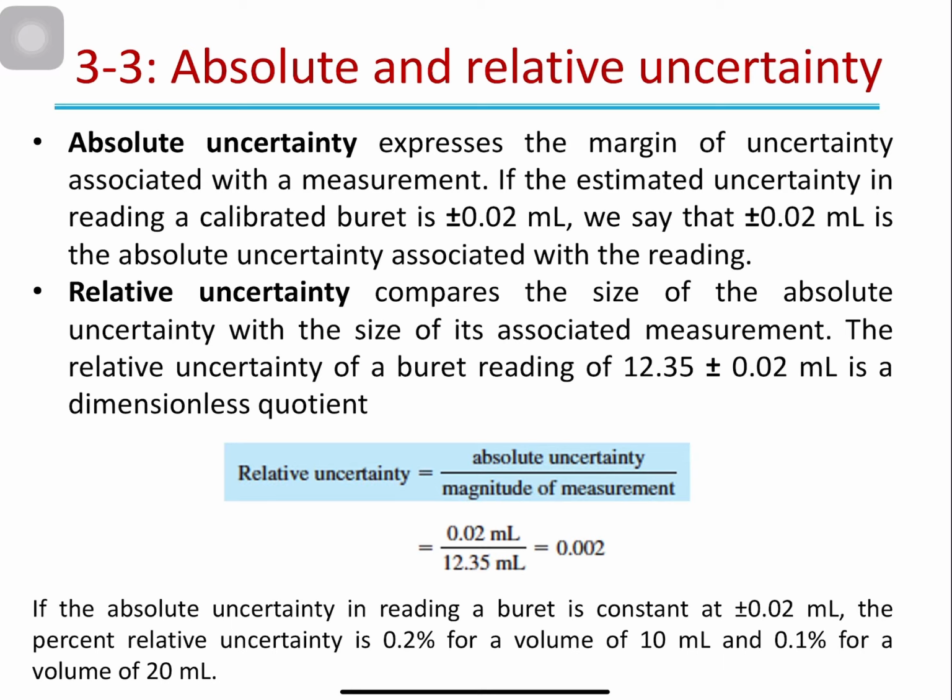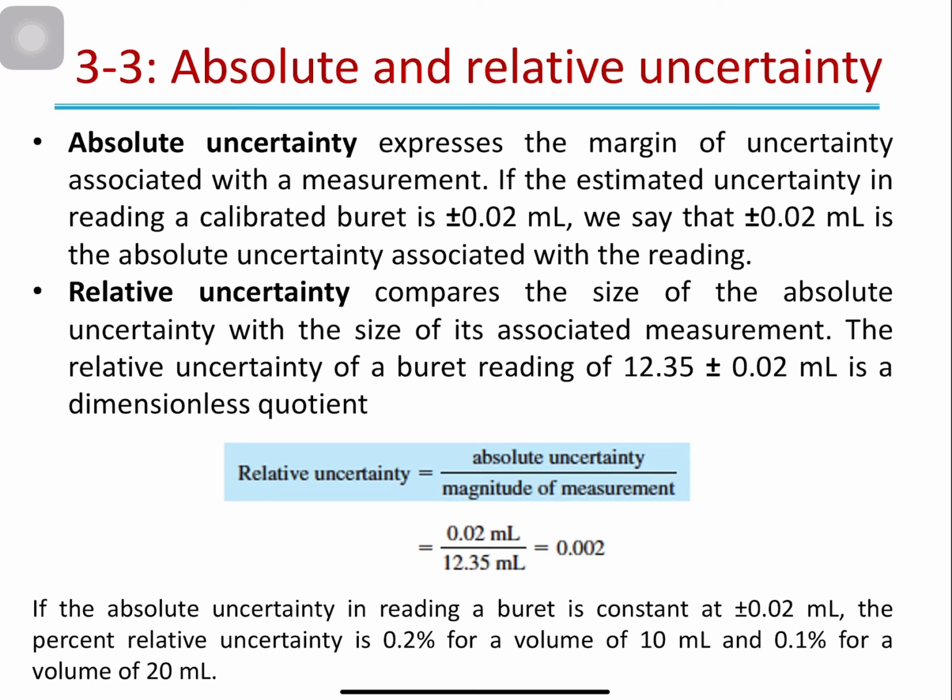The absolute uncertainty expresses the margin of uncertainty associated with a measurement. For example, if the estimated uncertainty in a reading of a calibrated burette is plus or minus 0.02 mL, then for every reading you get from this burette, there will always be some error that is plus or minus 0.02 mL. So it's absolute uncertainty, and whatever the volume or whatever the measurement you get from this burette, there will always be that specific error within your measurement. It can be anywhere between these two values, plus or minus 0.02 of your actual measurement.